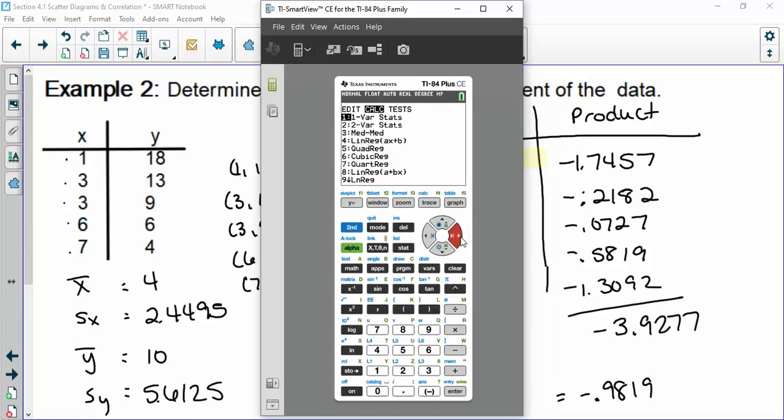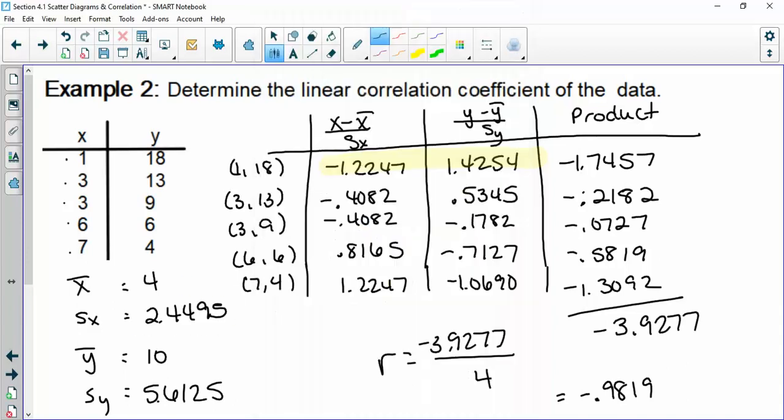Okay, so now if we go into stat, calculate number 4, the linear regression. X is L1, Y is L2. Go down to calculate. Okay, it gives us a lot of information. Oh, my calculator is different because I didn't do this data set on that calculator. I was using one in my hand. Sorry, that's for our previous example.